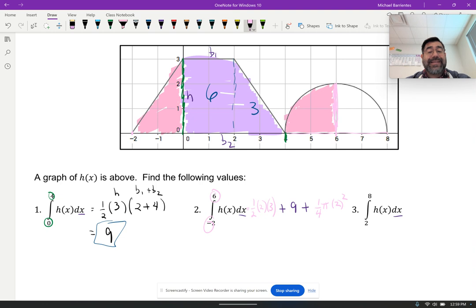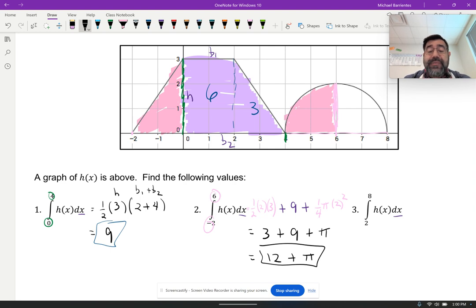Cool. So therefore, when I add the area of the triangle, which is 3, plus the area of this trapezoid, which is 9, plus the area of this quarter circle, which, if you do all of this, 2 squared is 4, 1/4 of 4 is 1, so that's just pi, then your answer is going to be 12 plus pi. Not 12 pi. 12 plus pi would be the exact definite integral of h of x between negative 2 and 6. Okay, so far so good.